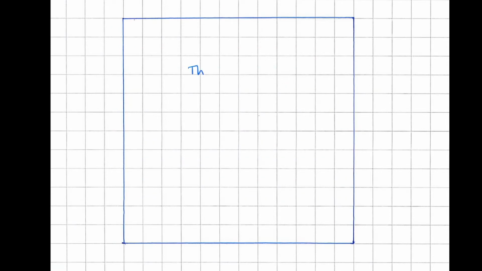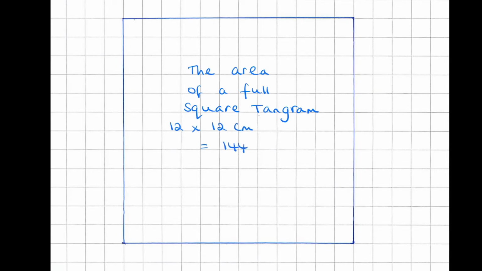So the total area of our tangram, which is 12 centimetres by 12 centimetres, is 144 centimetres squared. You've seen it on the screen. Try and keep a picture of it in your mind so that when you're doing area, you know it's centimetres squared you're usually using.